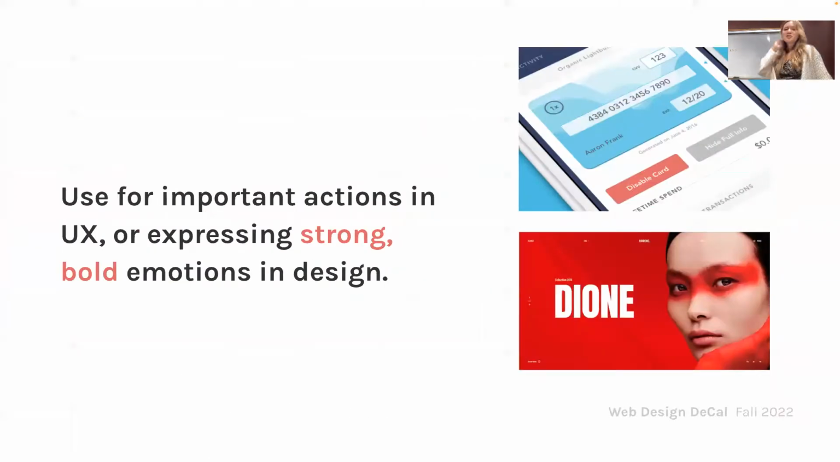Red is very useful for important actions in UX. As you can see here in this first picture, that disable card button is in red because you want to highlight that. It's something where you don't want to disable your card unless you really need to. So it's a strong and bold, emotion-evoking color.